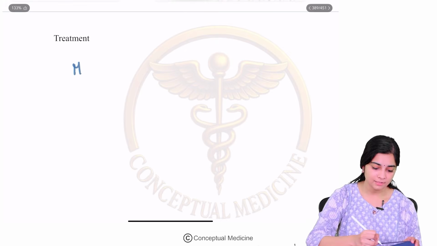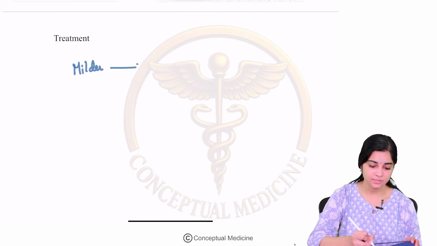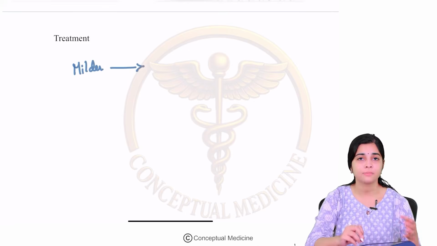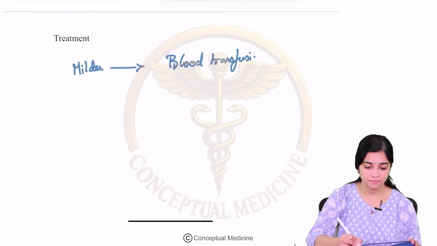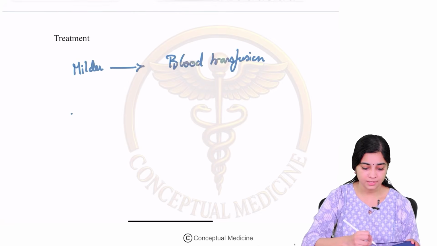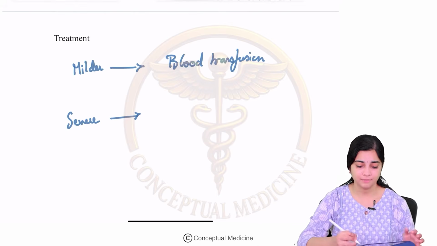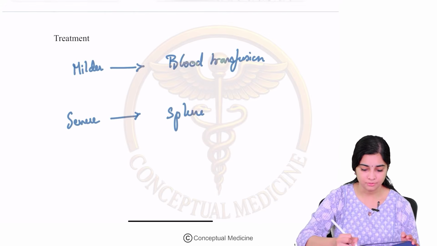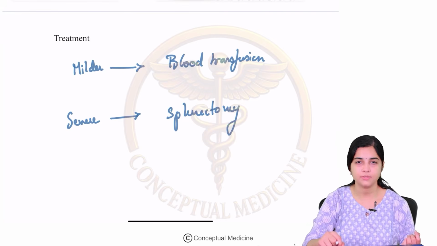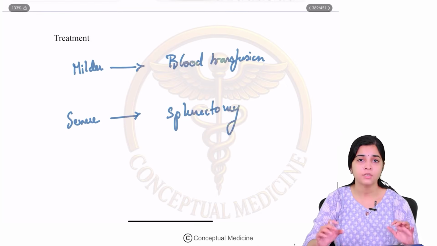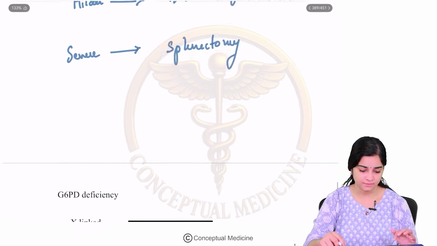So in milder forms of hereditary spherocytosis, whenever there is an acute hemoglobin drop or if there is a hemolytic crisis, you give them blood transfusions and you maintain them with conservative treatment. But in severe forms, if there is severe splenomegaly, hypersplenism, then you will have to do a splenectomy, right? So these are the only 2 approved treatments for hereditary spherocytosis as of now. Okay, so this is about hereditary spherocytosis.